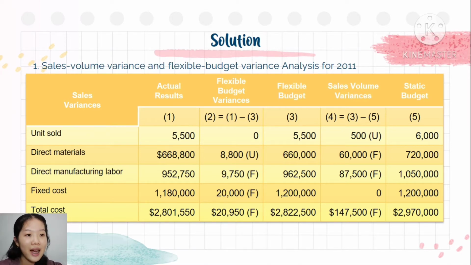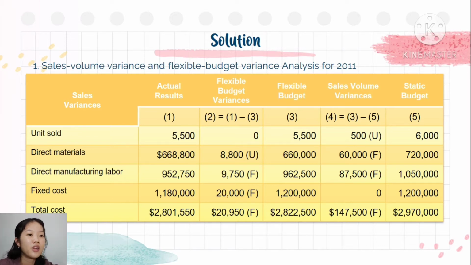Let me explain the meaning of the letters U and F. For the direct materials flexible budget variance, which can be known by calculating the actual results minus the flexible budget, we know that 8,800 is unfavorable because the actual result is higher than the flexible budget.